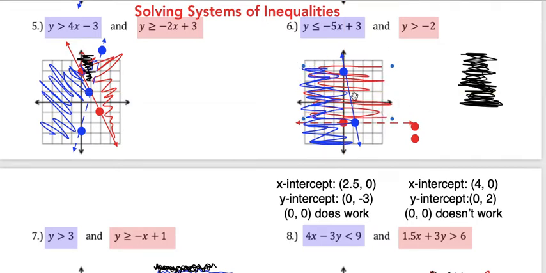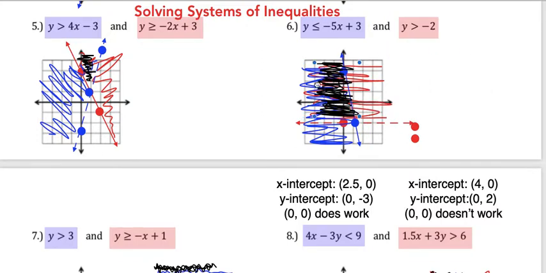Now we see that we need to be on the bottom side, or the left side, of the blue line and above the red line. And where does that overlap? That is over here. This black shaded area is now the solution for this system of inequalities.